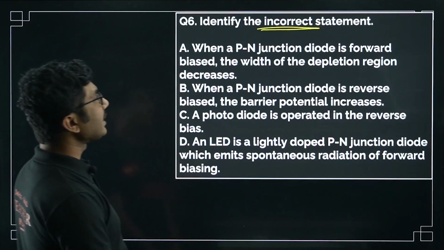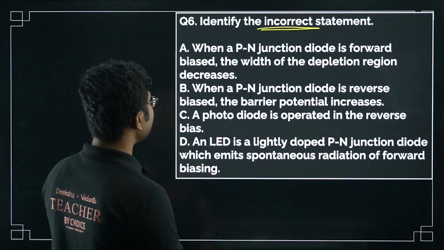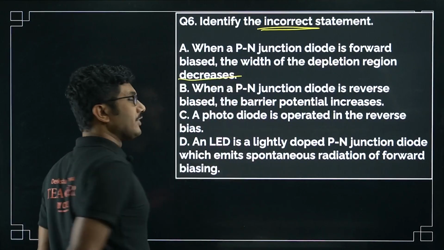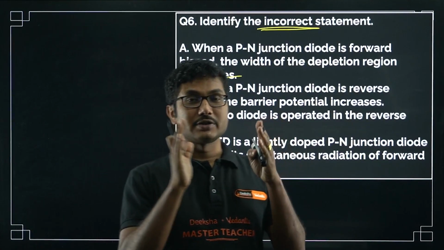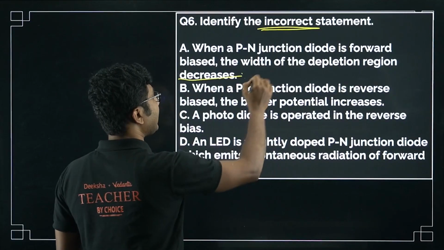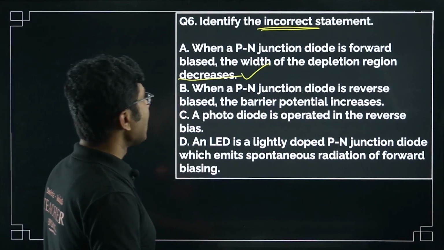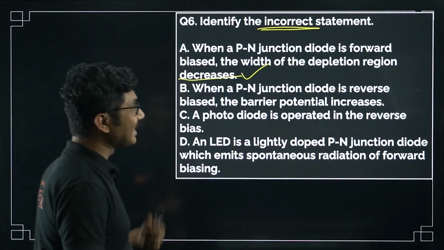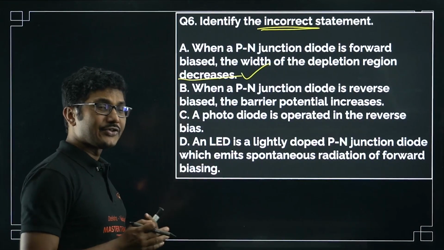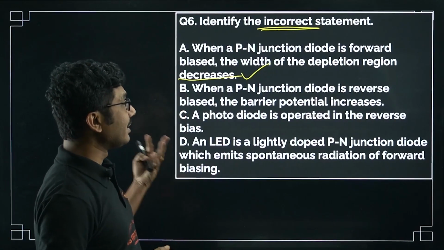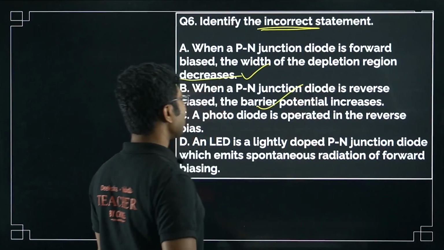When a PN junction diode is forward biased, the width of the depletion region decreases. Yes, as you are increasing the forward biasing voltage, the depletion region slowly decreases. So this is the correct statement. Okay, when a PN junction diode is reverse biased, the barrier potential increases. Same thing, opposite. If you do forward bias, the depletion region decreases. If you do a reverse bias, the barrier potential increases, which is actually the same thing. So this is also a correct statement.